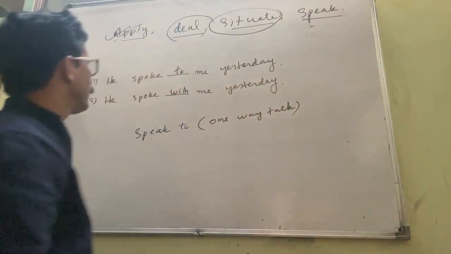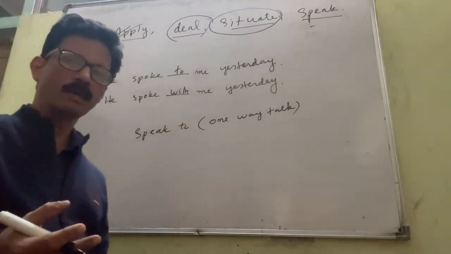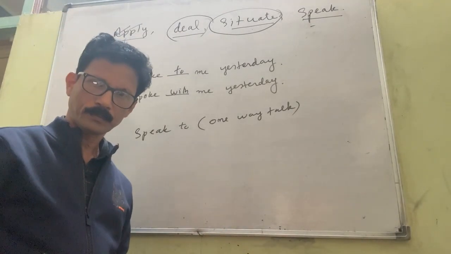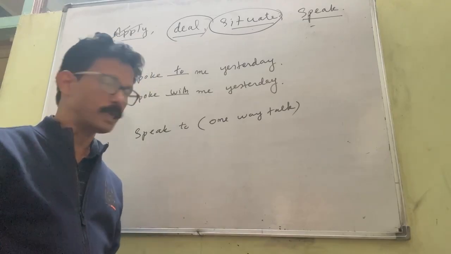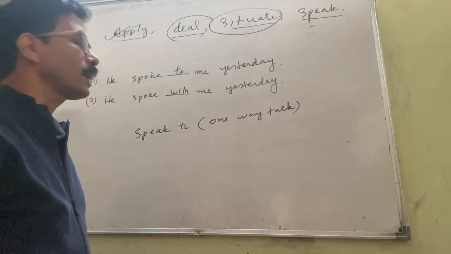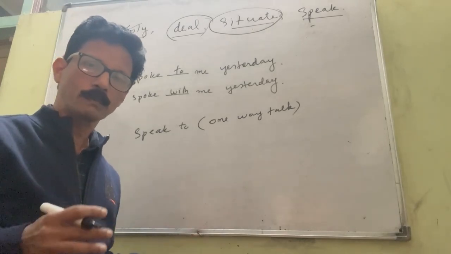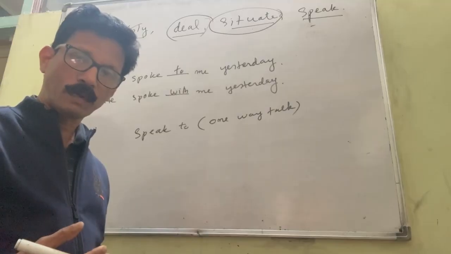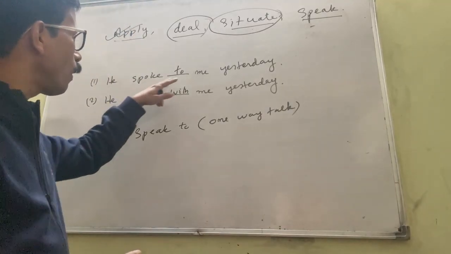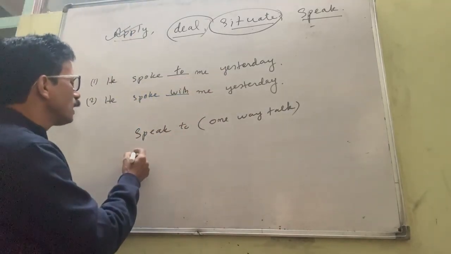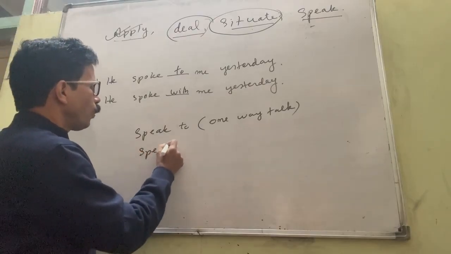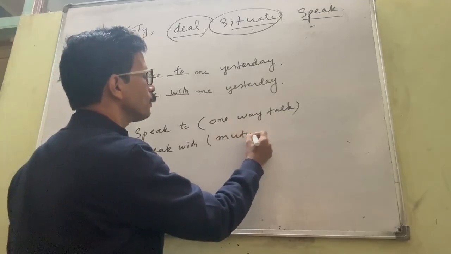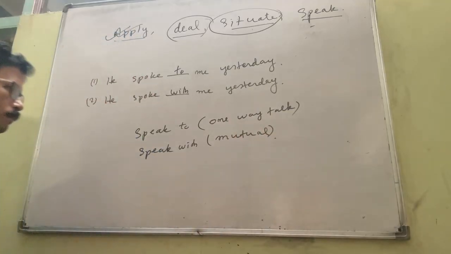He spoke to me yesterday means he was talking to me only. I was not talking. He was talking to me and I was not talking. He spoke to me yesterday, but I did not speak. He was the person. It was a one-way talk. Okay, one-way speech it was. And so, he spoke to me yesterday. But you see, he spoke with. Speak with means mutual. M-U-T-U-A-L, mutual.